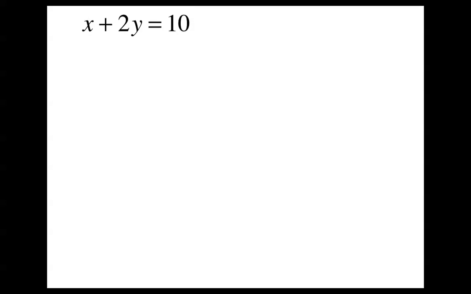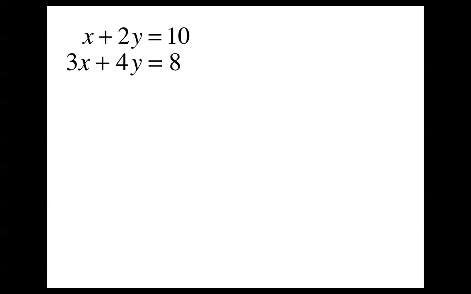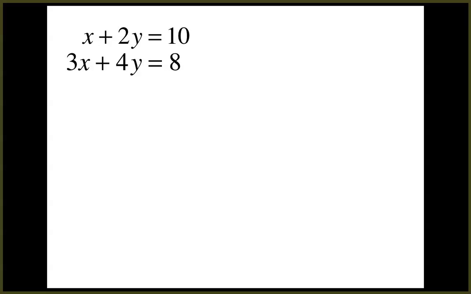And I'm going to show you a little trick. Let's say we have x plus 2y equals 10 and 3x plus 4y equals 8. When we line those up, nothing matches. I have an x and a 3x, and I have a 2y and a 4y. So I can't really add them all, and I can't really subtract them all. But watch what I can do.